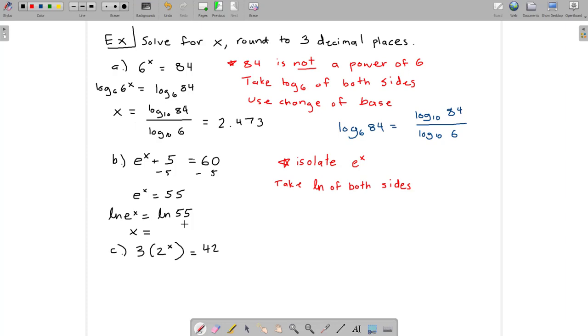And the natural log of 55 I can just plug into my calculator. So let's go ahead and do that. Natural log of 55. And we're rounding to 3 decimals again, so that's going to give me 4.0007.